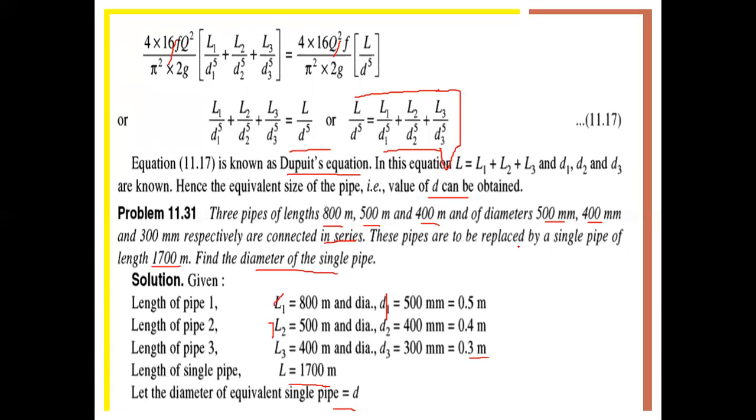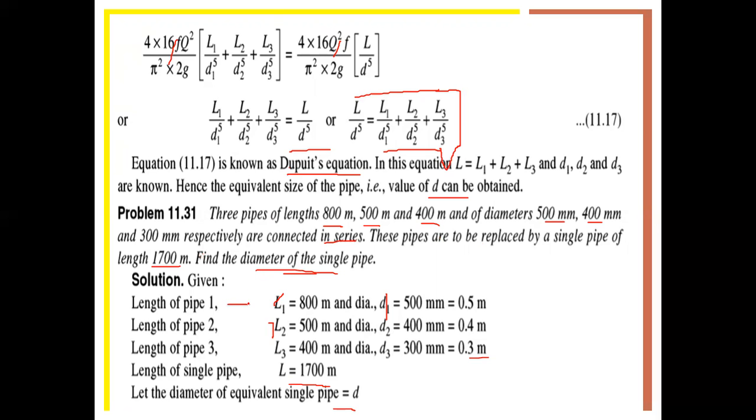These pipes are to be replaced by a single pipe. Initially, they are connected with three different pipes of three different lengths. Now it is replaced with a single pipe of 1700 meters. Therefore, what is the diameter of the single pipe? When you face these problems in an exam, you have to conclude that it is the equivalent pipes concept.